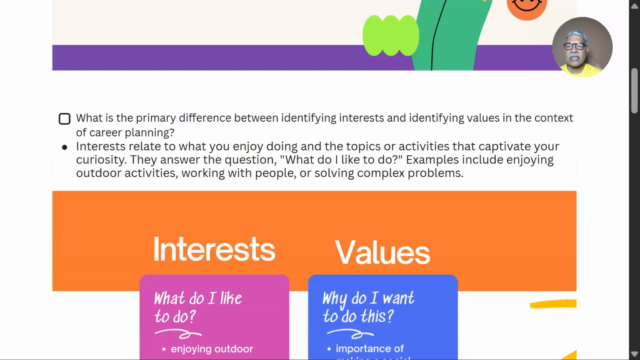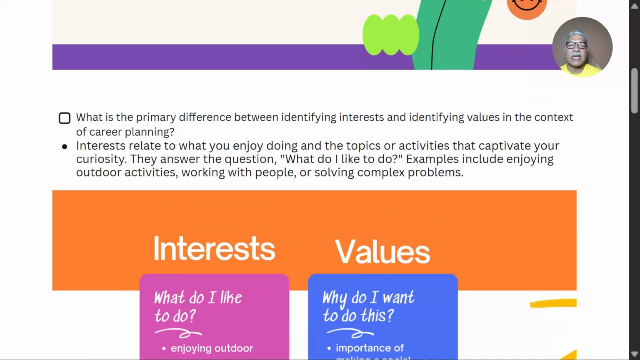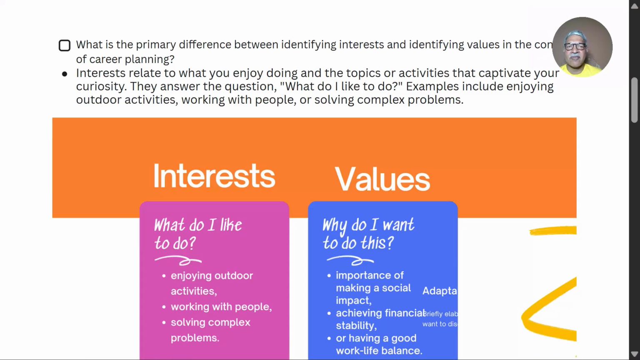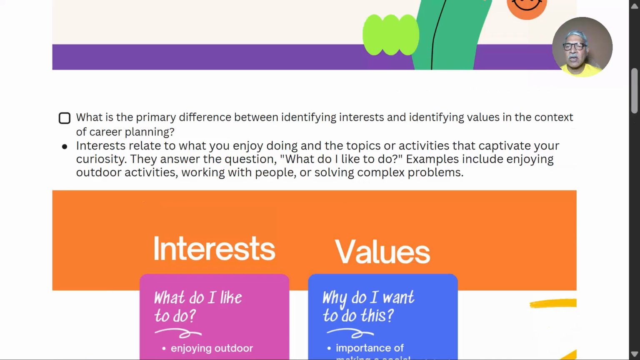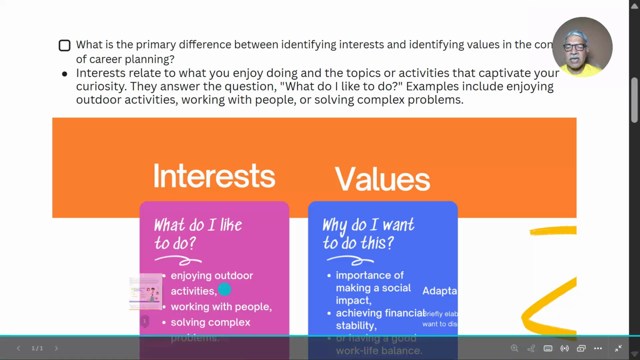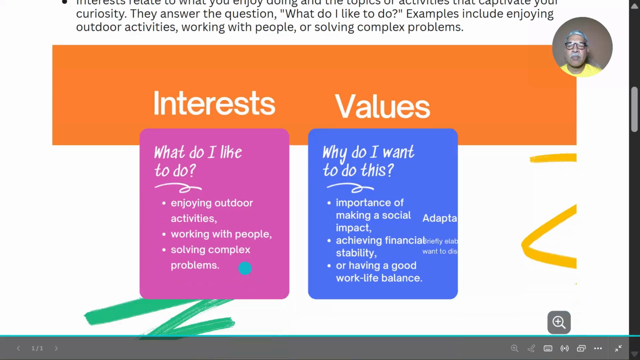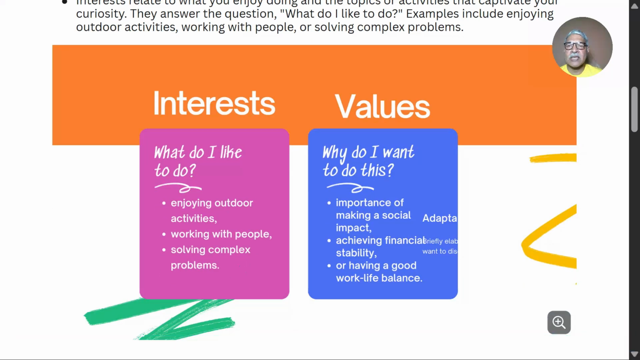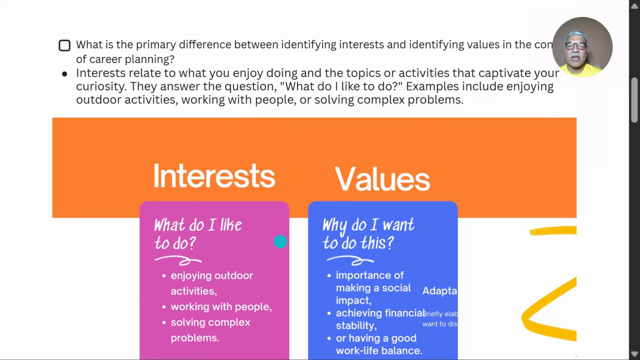The second question is, what is the primary difference between identifying interests and identifying values in the context of career planning? Now, interests means what do I like to do? For example, enjoying outdoor activities, working with people, solving complex problems. These are all interests.